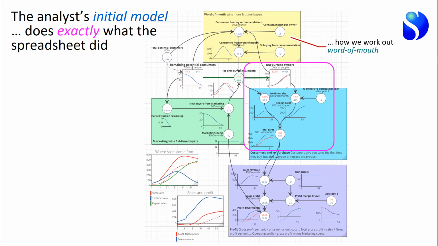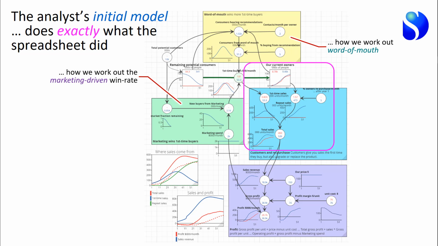The piece in the yellow area at the top there shows how that word of mouth effect works. Current owners who like the product go and tell their friends, or people see other people with the product on the bus or the train, and they say, oh, that looks cool, I think I'll buy one of those. That's how word of mouth is worked out. The green area shows how marketing is driving a win rate as well.